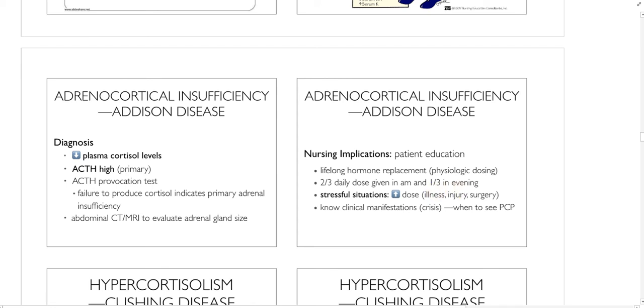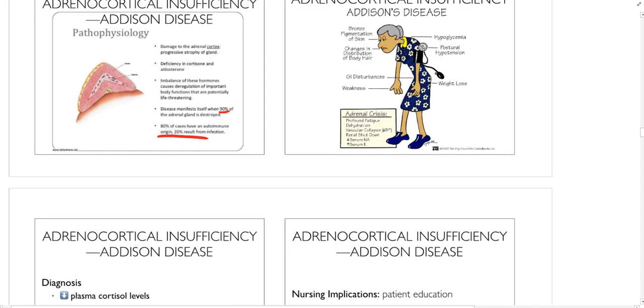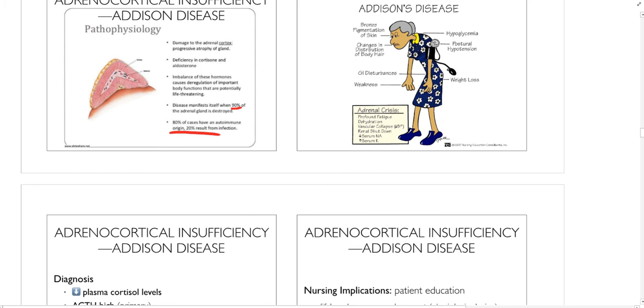If we have a stressful situation, and this is really critical to remember, we want to increase the dose. So if they have an illness, surgery, an injury, or a really stressful period in their life, we may need to up their dose just to make sure that they can properly compensate for the stress. And then we want to educate them on when to contact their PCP based on clinical manifestations. So if they start to experience more weakness, GI disturbances, weight loss, postural hypotension, any of these things after having started treatment, that means it's time to call the doctor.